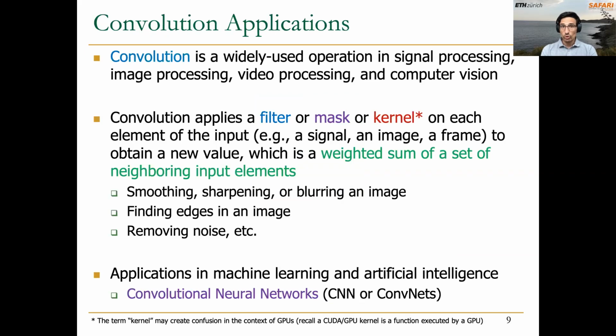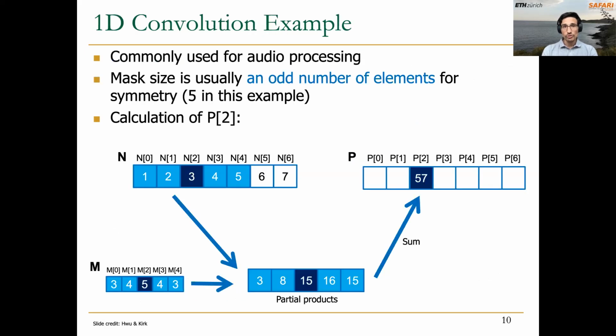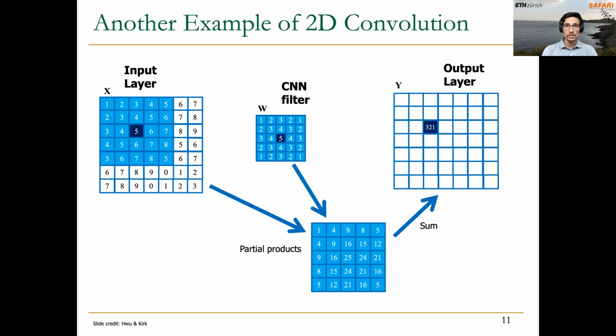Then we covered the convolution, which is widely used in signal processing, image processing, video processing, and computer vision, and also very much used in an important type of neural network these days, the convolutional neural networks. As you may remember, to calculate the output values in a convolution, what we do is apply a filter or a mask on the elements of the input, and we obtain partial products and finally a weighted sum that gives us the output value.